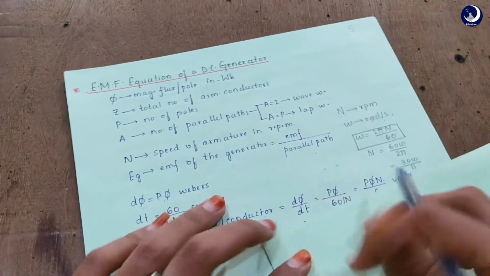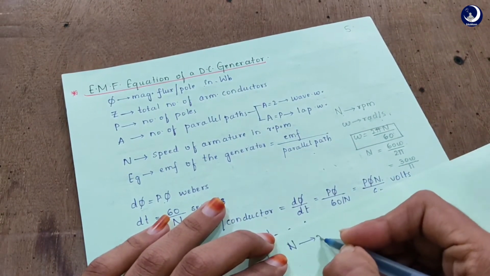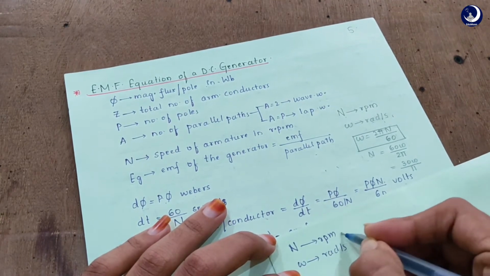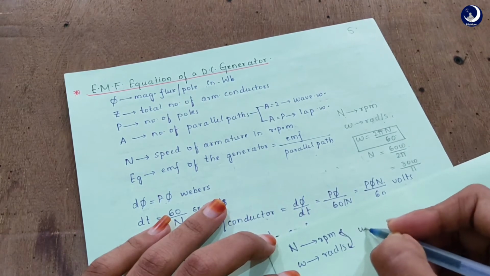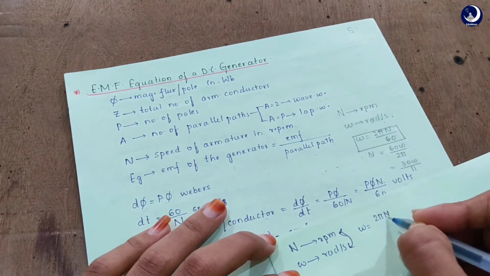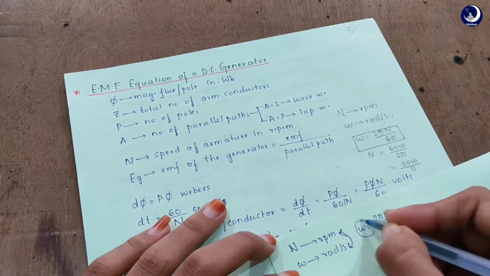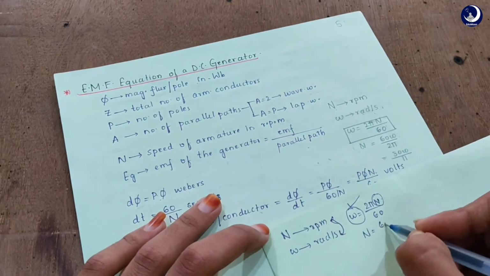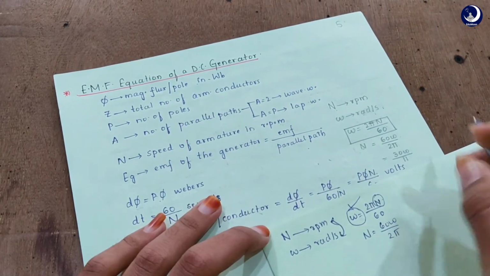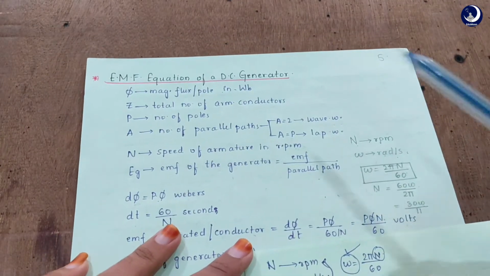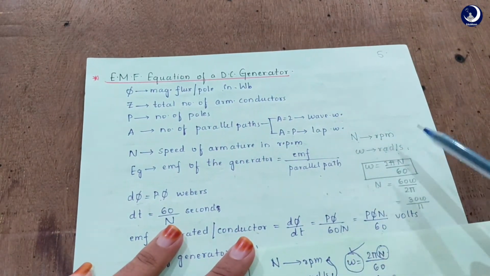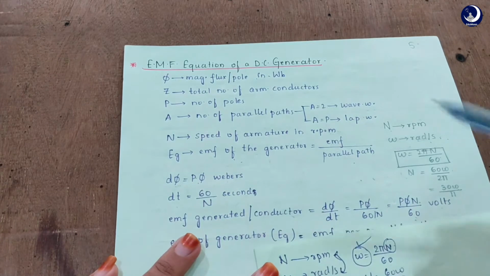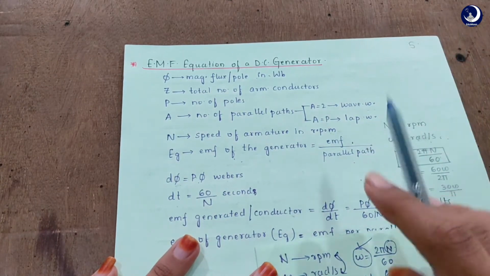Then the units of N are RPM, whereas for omega it is radian per second. How do we connect omega and N? That is through this formula: omega equals 2 pi N by 60. So when omega is given, you can find N, that is, N equals 60 omega by 2 pi. Whenever you solve a problem, check if the speed of the armature is in RPM or in radian per second. And let EG be the EMF of the generator, that is, the EMF per parallel path.